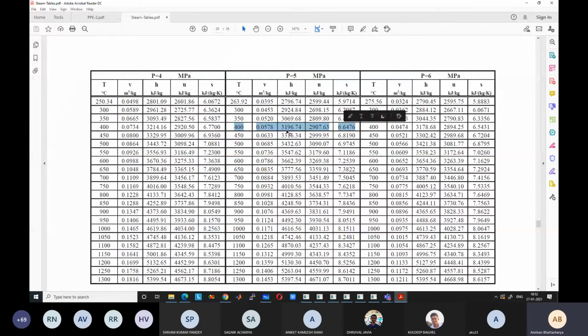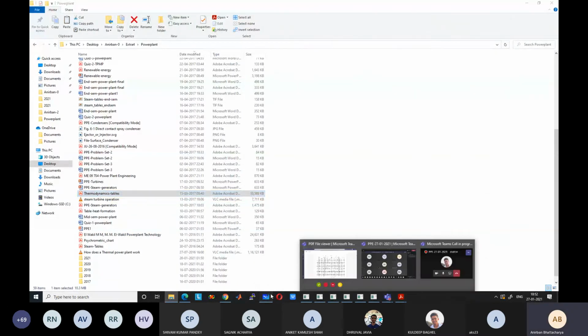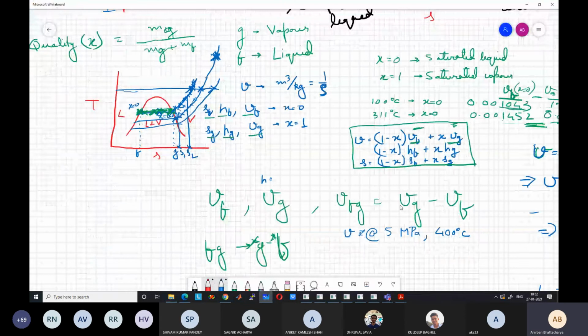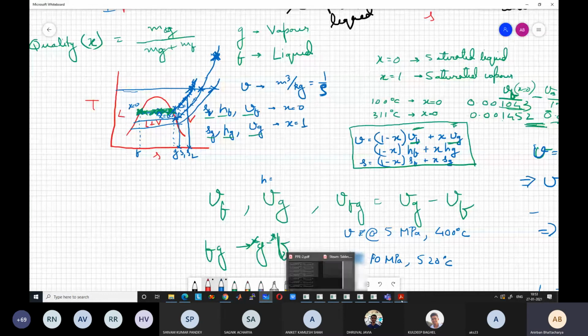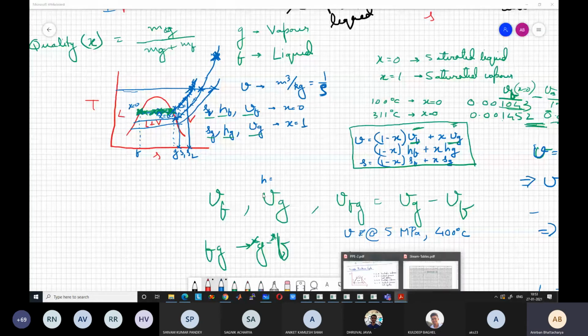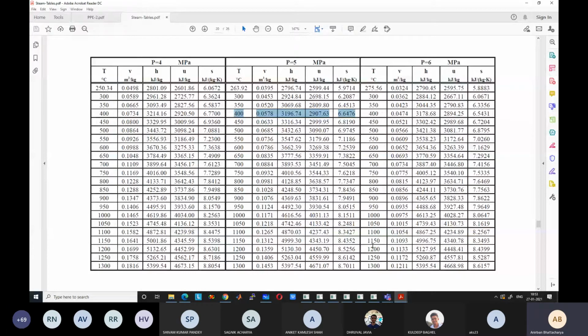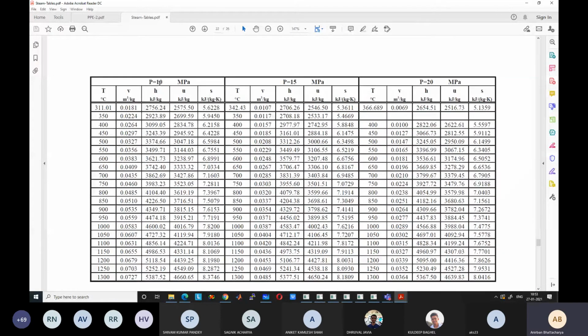Now, if I want you to find V at 10 MPa and 520 degrees centigrade, what will you do? Again, go to the table, the 10 MPa table now. This is the 10 MPa table, but there is no 520 degrees centigrade. So what will you do in that case? How will you find the specific volume?